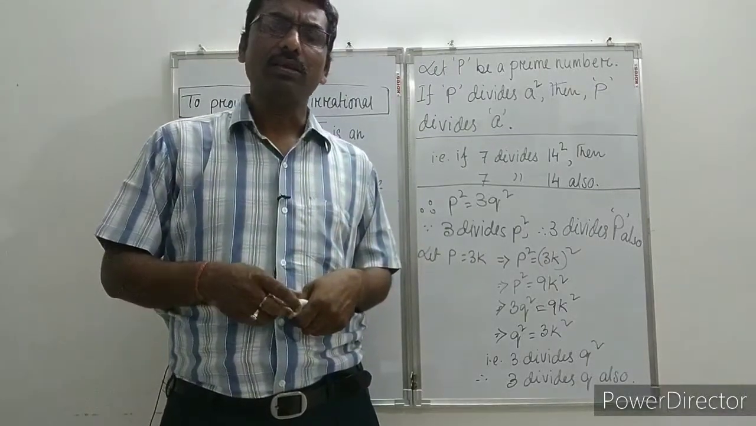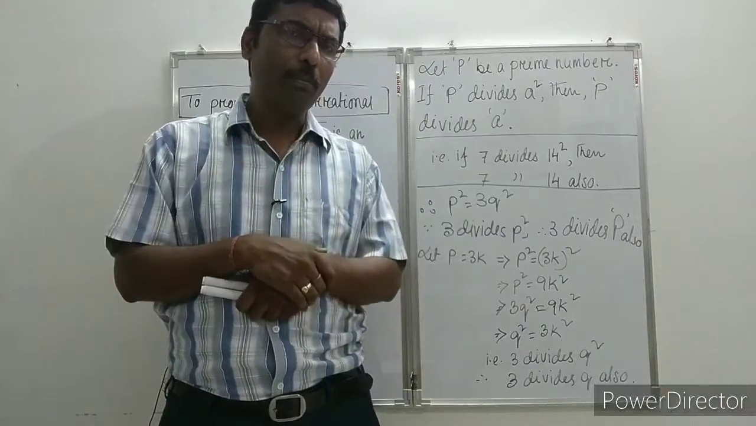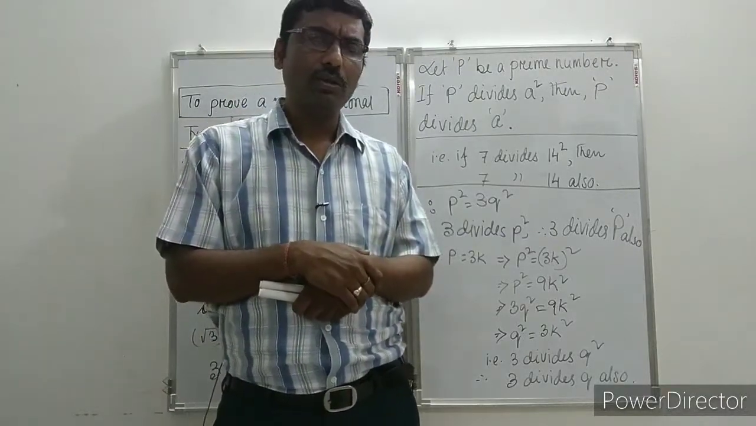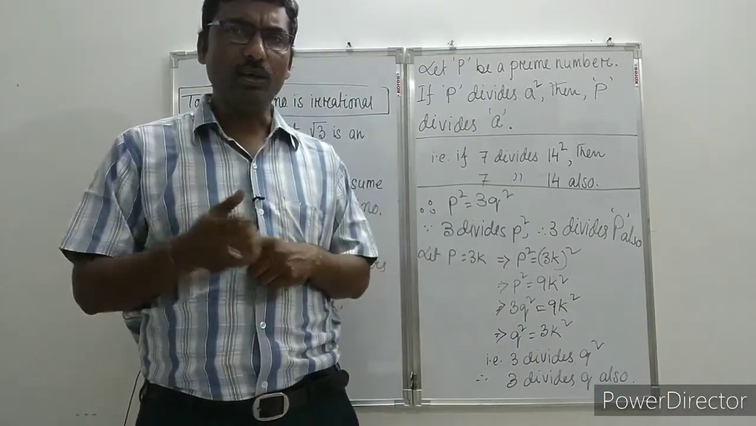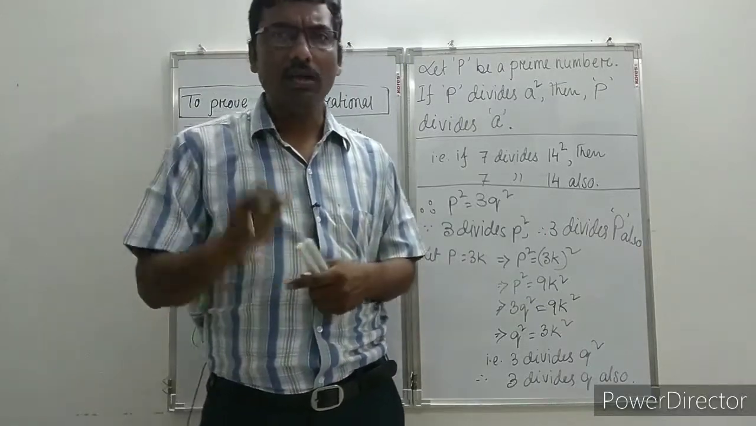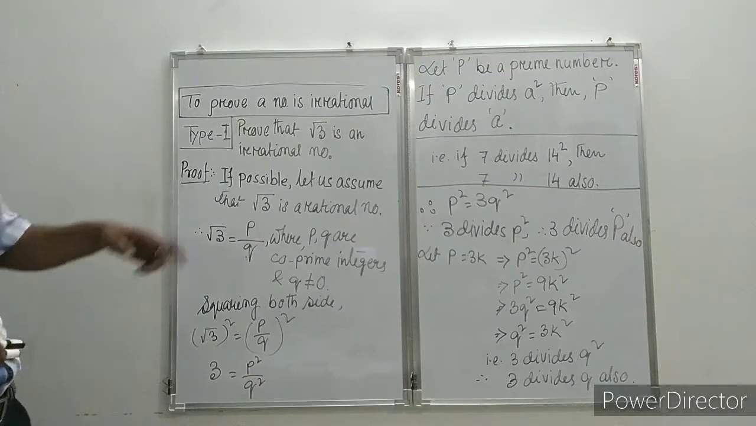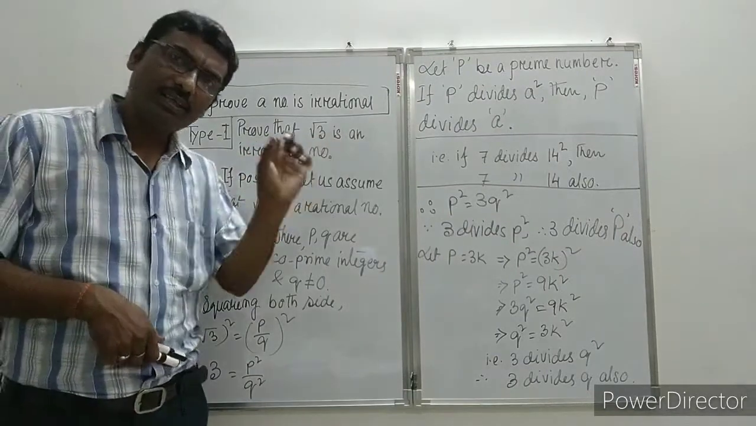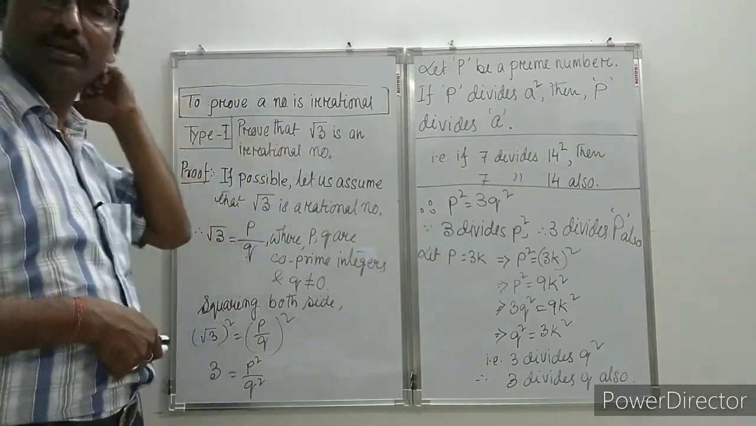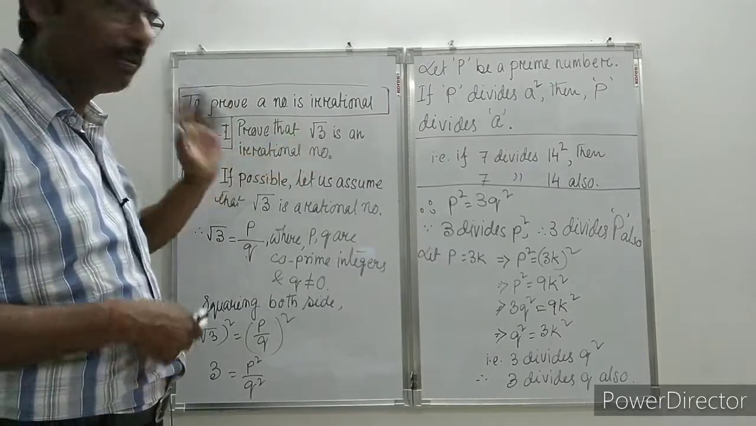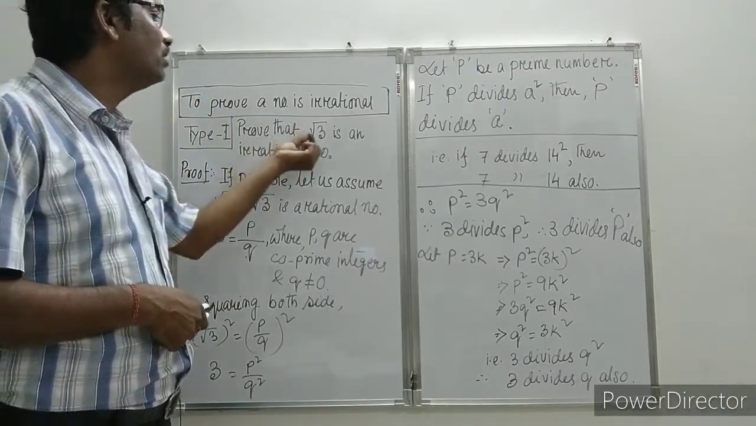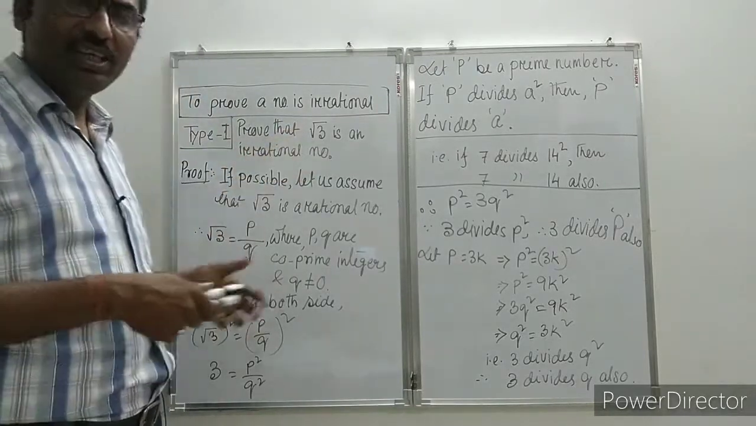So here there are three types of sums. So three patterns are there. One by one we will discuss. Now the first pattern: how to prove a number irrational when a single irrational number is given. That means only the irrational is given. Then how do we prove this type of number as irrational?